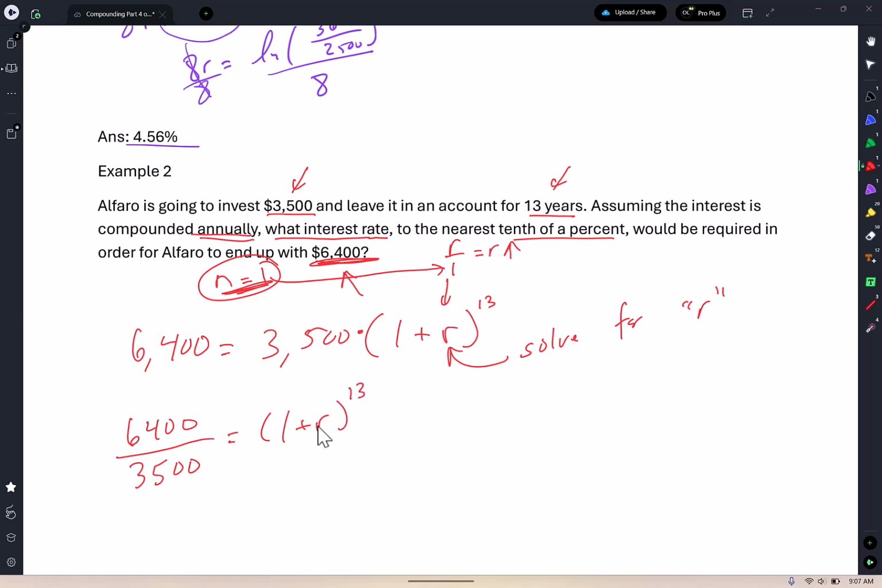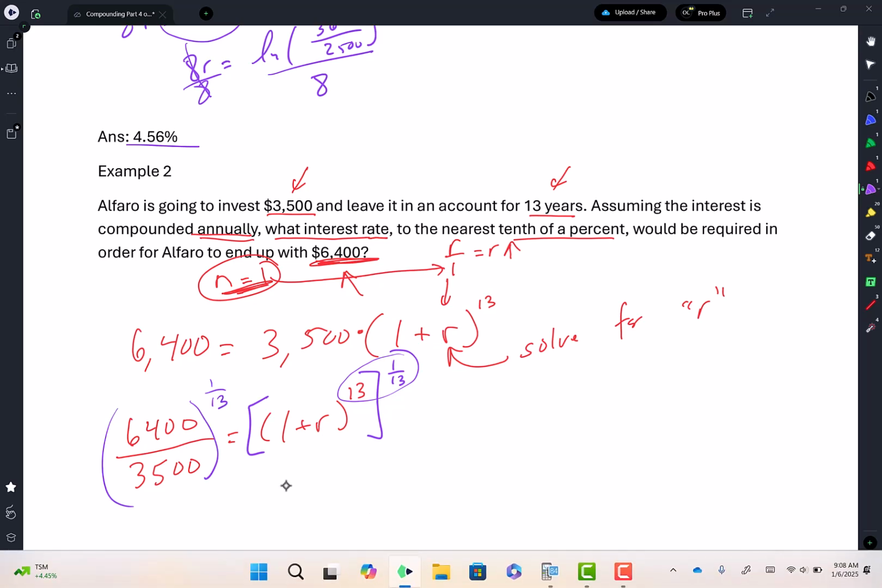And you could do an ln, but I think, because you're trying to solve for r, it's easier to just use the law of exponents and raise everything to the 1 over 13. An exponent raised to an exponent, you just multiply those. Whatever you do to one side, do to the other. So we're doing that.